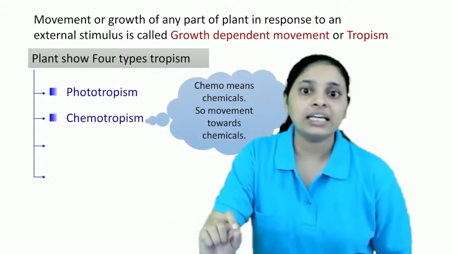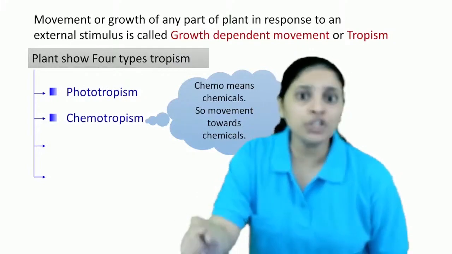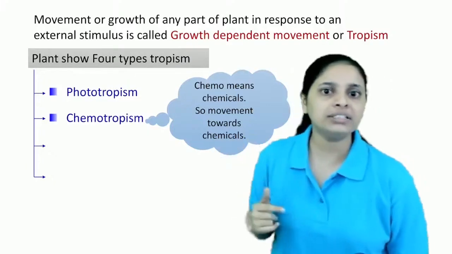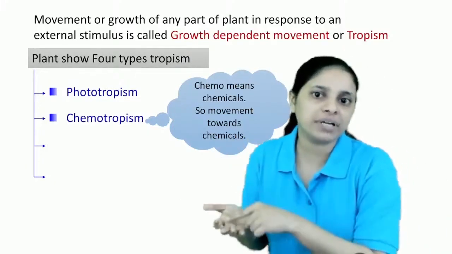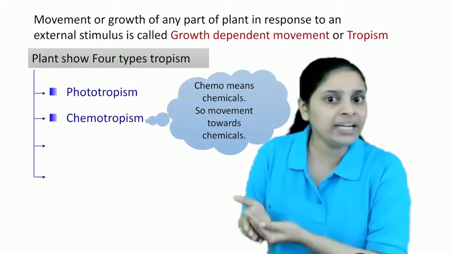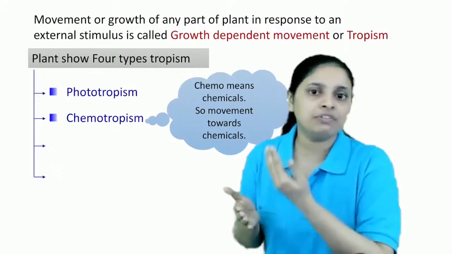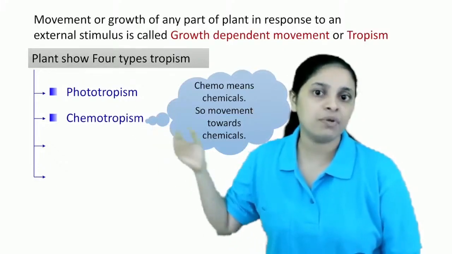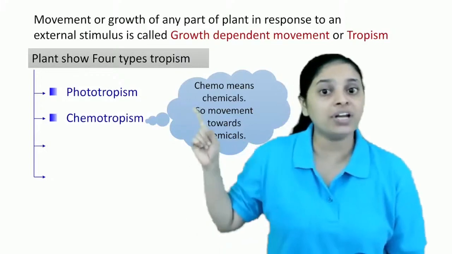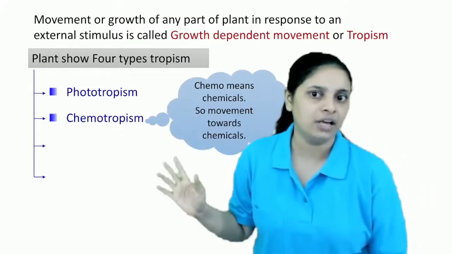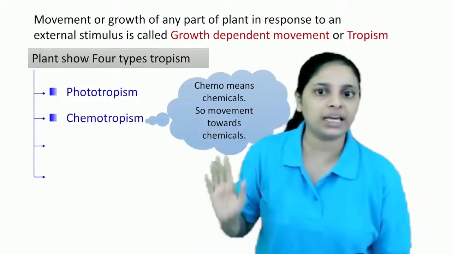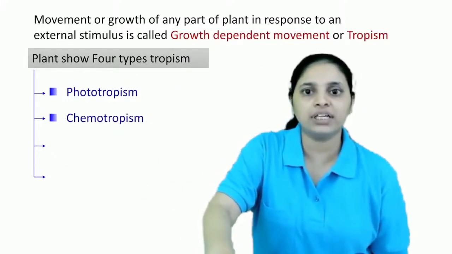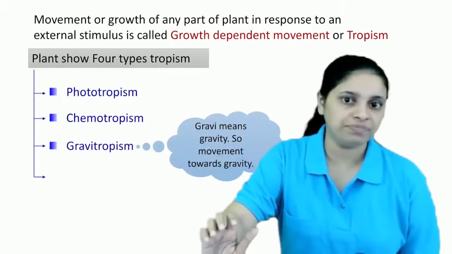Second type is chemotropism. Chemo refers to chemicals, right? So here the stimulus are some chemicals and the response which is shown towards specific chemicals is known as chemotropism or chemotropic movement. Okay, we will understand each type in detail. अभी सिर्फ हम 4 कौन से टाइप से ये तो पहले देख लेते हैं. Phototropism, chemotropism. Then we have the third type, gravitropism.